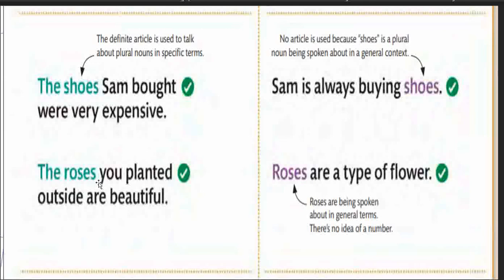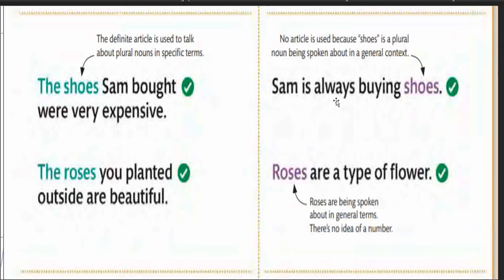The roses you planted. So we are talking about some specific roses, okay? The roses you planted outside are beautiful. So that means talking about a specific set of roses which the person has planted. So this is about specific terms, and this is in plural. Now let us see another set of examples.